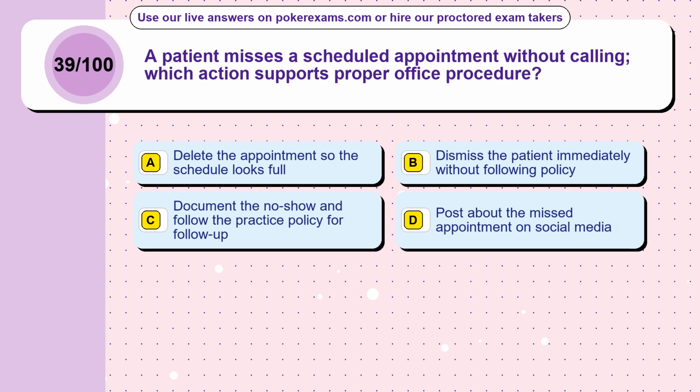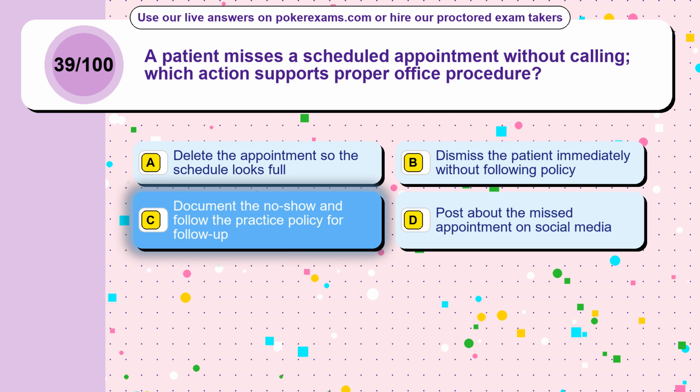Question 39. A patient misses a scheduled appointment without calling. Which action supports proper office procedure? Option A. Delete the appointment so the schedule looks full. Option B. Dismiss the patient immediately without following policy. Option C. Document the no-show and follow the practice policy for follow-up. Option D. Post about the missed appointment on social media.